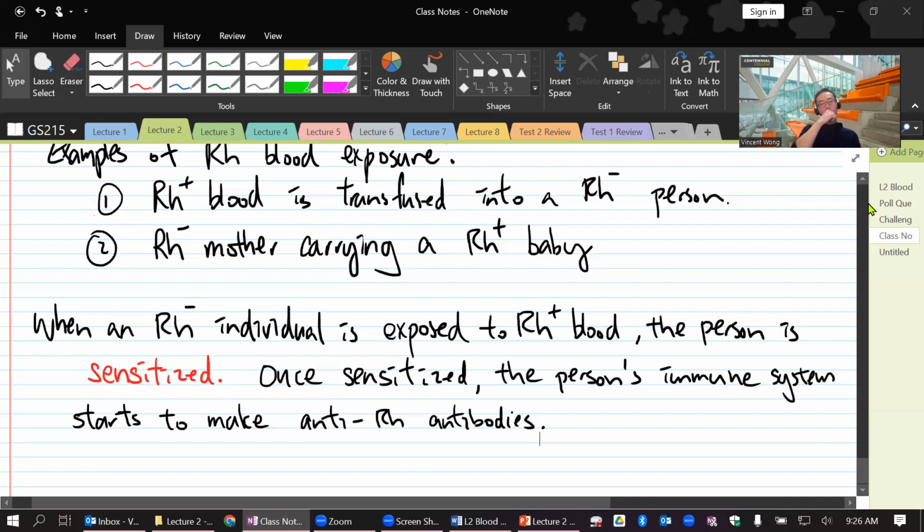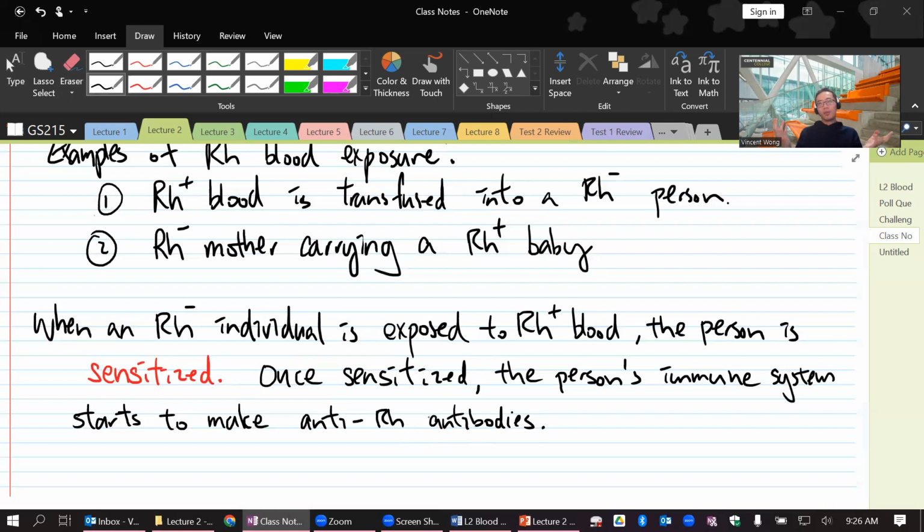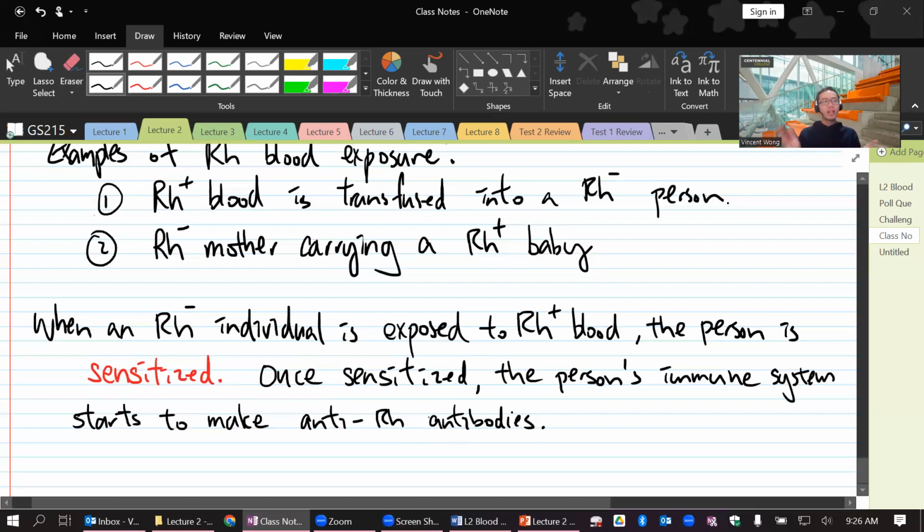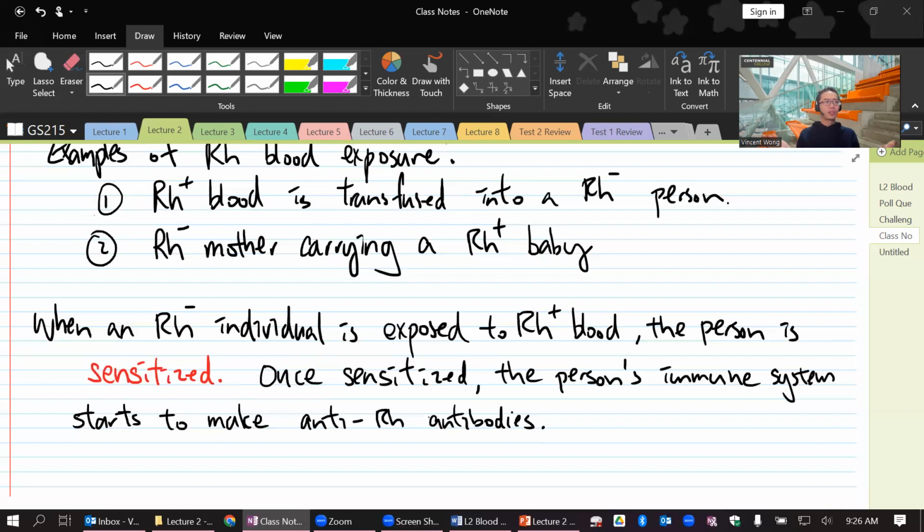Oh, that's a good question. I forgot to mention that. So you don't make the antibodies right away, right? Think about it. When you get the cold or the flu or COVID, your body doesn't make the antibodies immediately to fight it off, right? It takes about a week or so before you start feeling better. So that's usually how long it takes to make the antibodies. Does that answer your question?